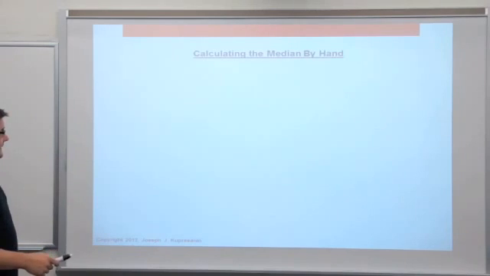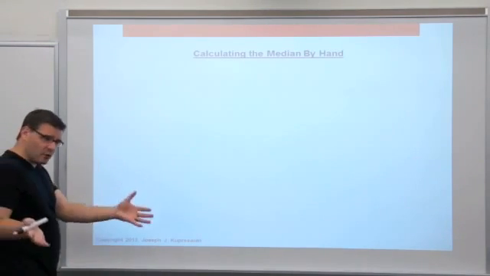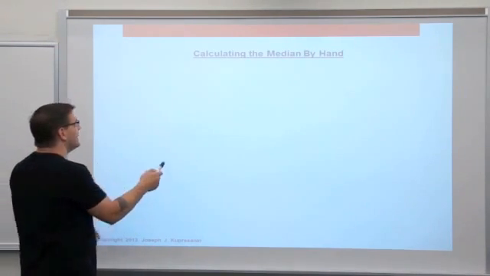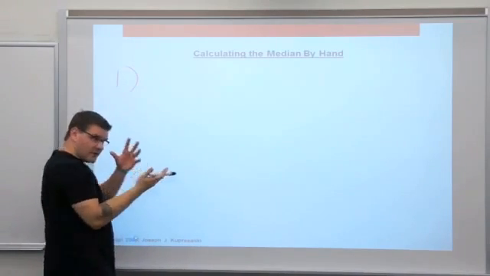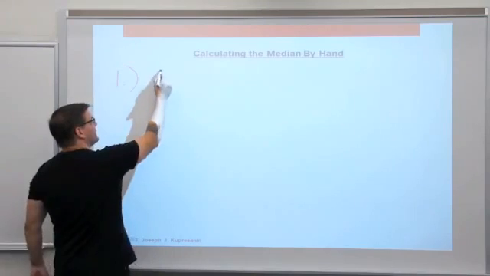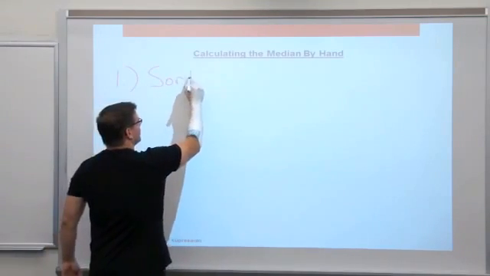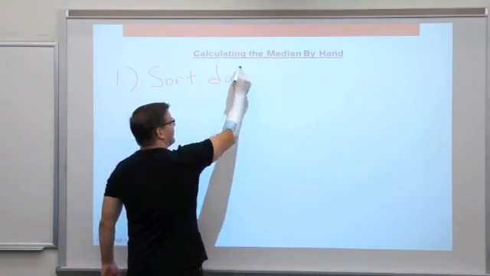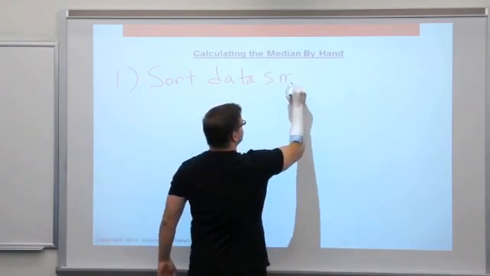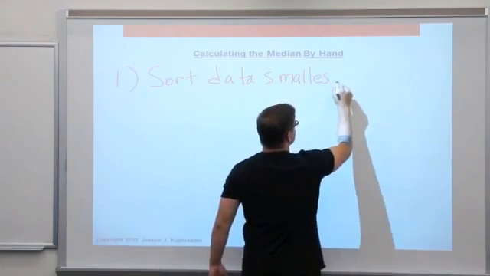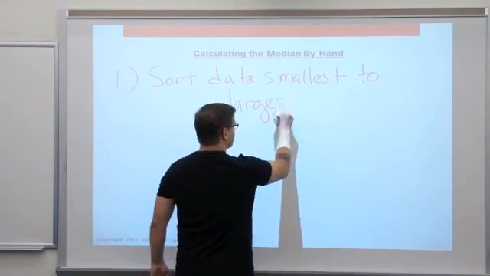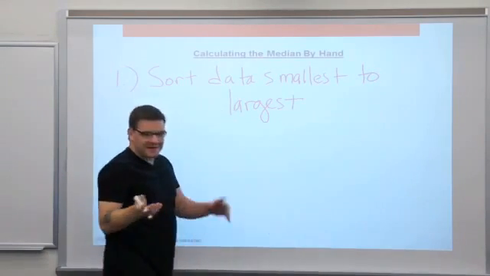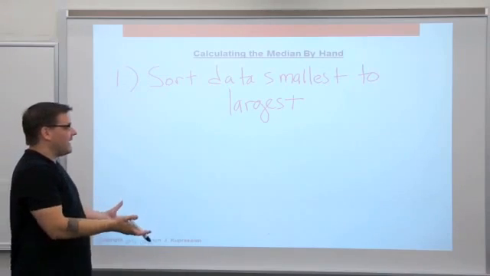Calculate the median by hand. There's some space in the notes. We'll write down the steps quickly how to do it. Step 1, calculating the median by hand. What we need to do is organize or sort the data smallest to largest. All right, sort data smallest to largest. If your data is not sorted, you have to sort it by hand.